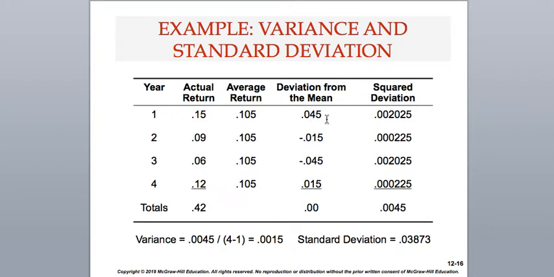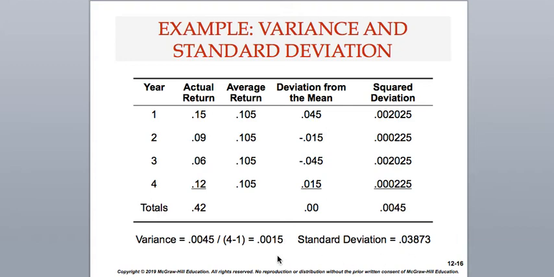So 0.045 squared is equal to 0.002025. Negative 0.015 squared is equal to 0.000225, and so on. You're squaring the deviations. And the variance will be the sum of the squared deviations. You add these up. The sum of the squared deviations divided by n, number of years here, minus 1, which is equal to 0.0015, and the standard deviation, remember, equals the square root of the variance.